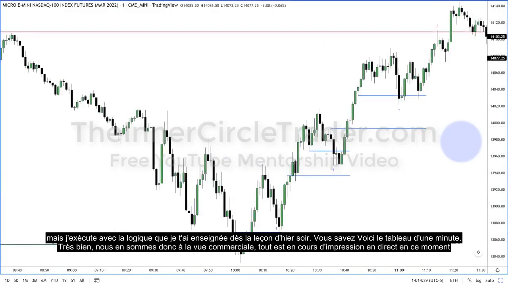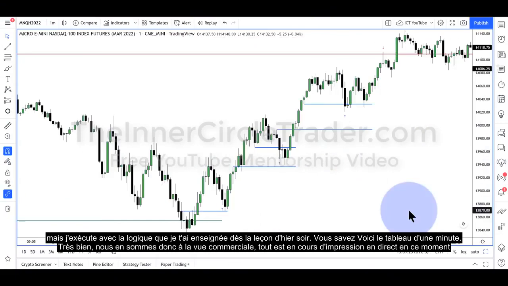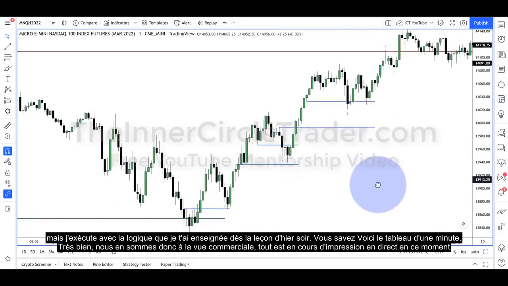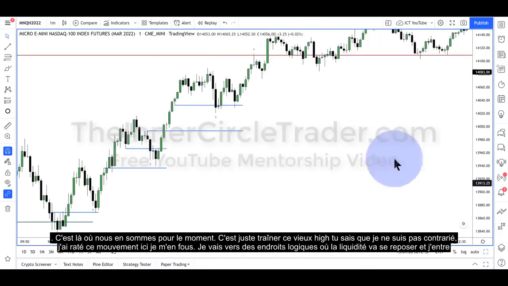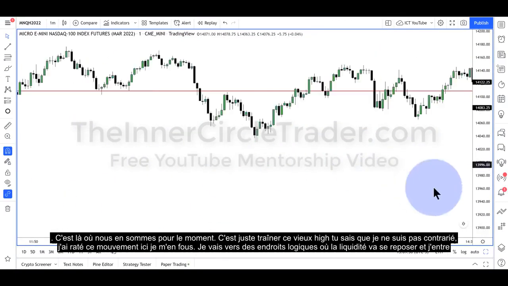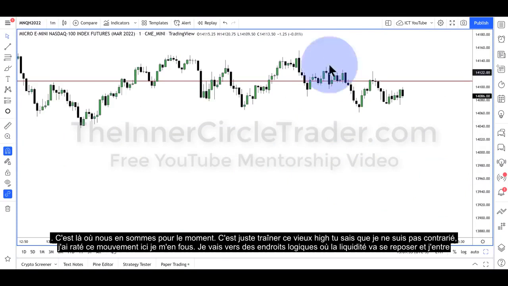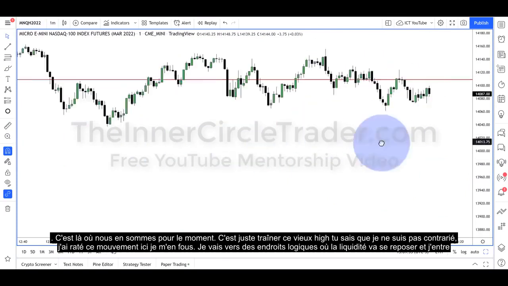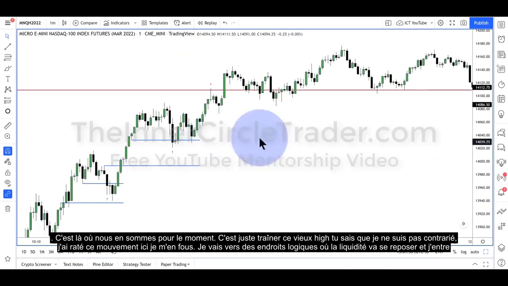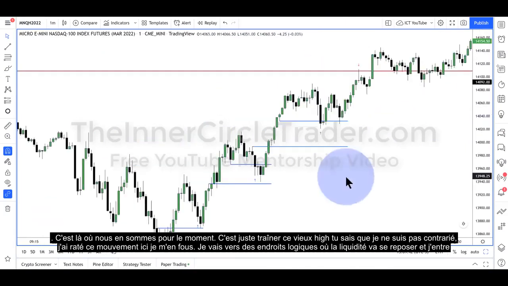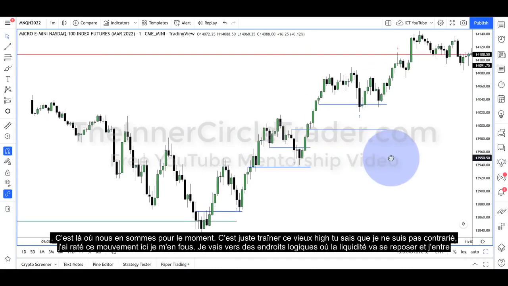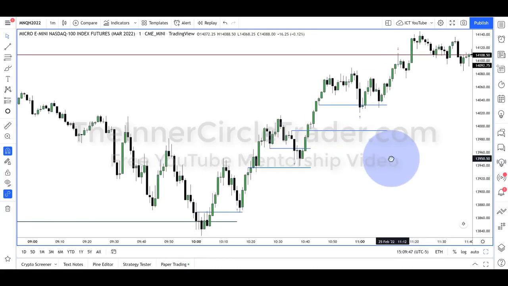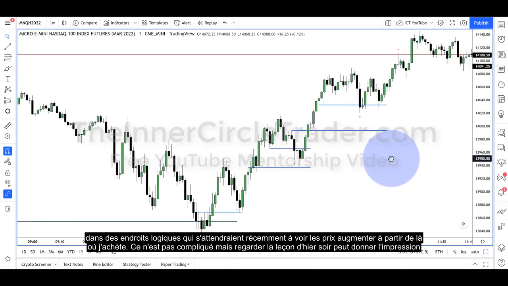Here is the 1 minute chart. All right, so here we're over in TradingView. Everything is live printing right now. This is where we're at the moment. It's just hanging around that old high. Now, I'm not upset that I missed this move here. I could care less. I'm going for logical places where liquidity is going to be resting, and I'm entering in logical places that would reasonably expect to see price advance higher from where I'm buying.